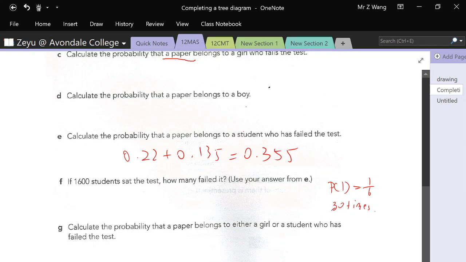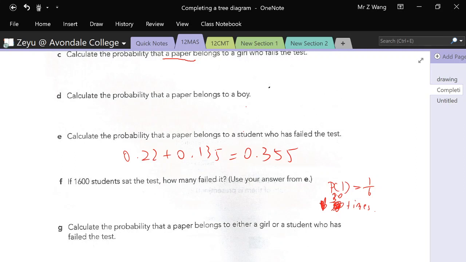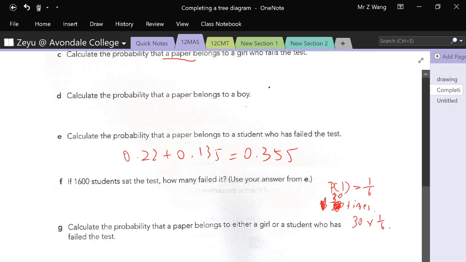Okay, now let's make it easier. If I roll this 6 times, yes. How did you get 5? Because 1/6 of 30 is 5. What is the mathematics calculation you're making? 30 times 1/6. Exactly. Right. So now back to this question.